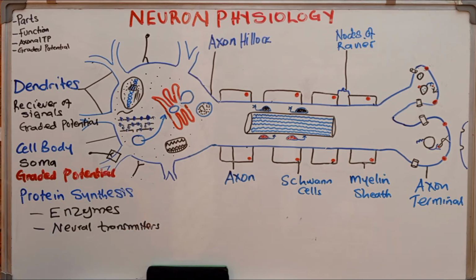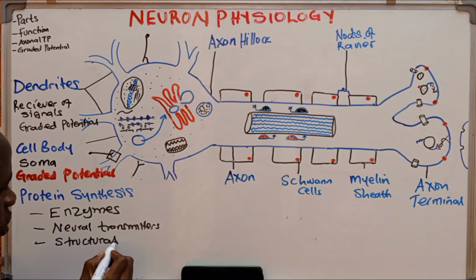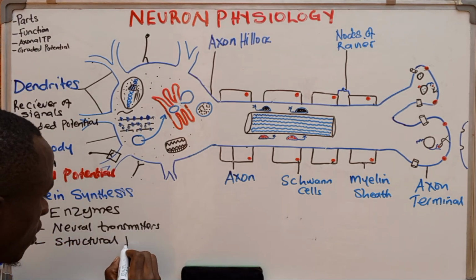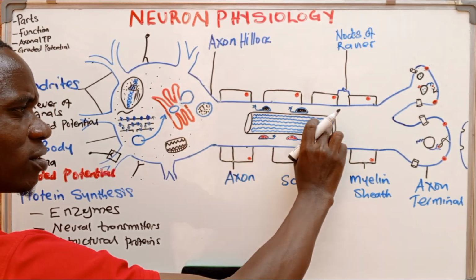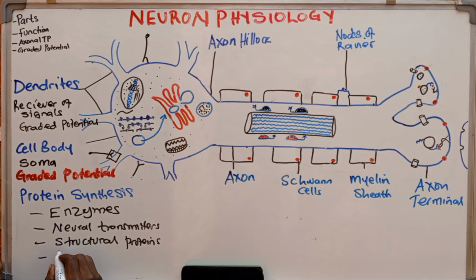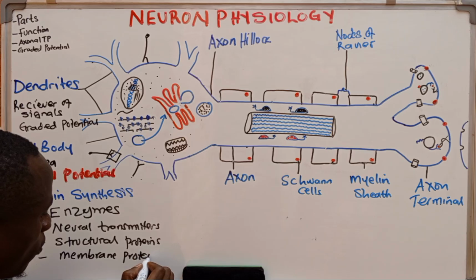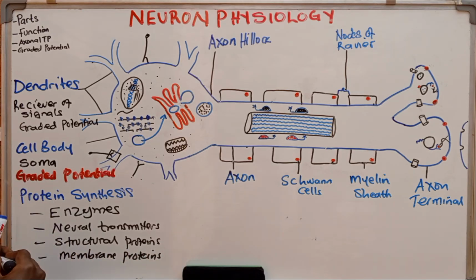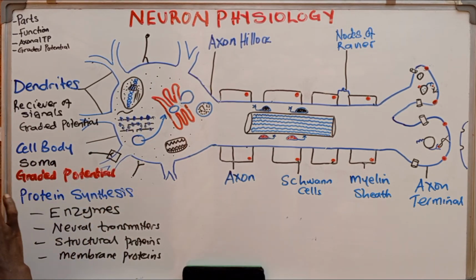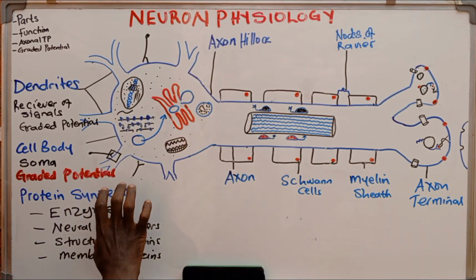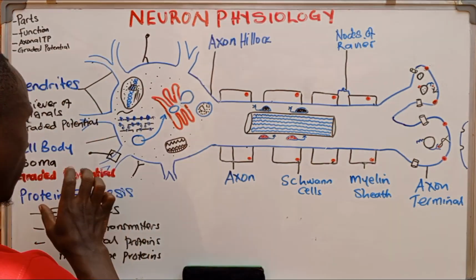Okay, the neurotransmitters. We may even have what we call structural proteins, for example, structural proteins that lead into the formation of some of these structural cytoskeletons like the microtubule. We may even have what we call membrane proteins. So you realize that the cell body, having this genetic material, is going to aid in protein synthesis for these proteins, as we have just listed here in these vesicles. Now, that is for the case of the cell body.